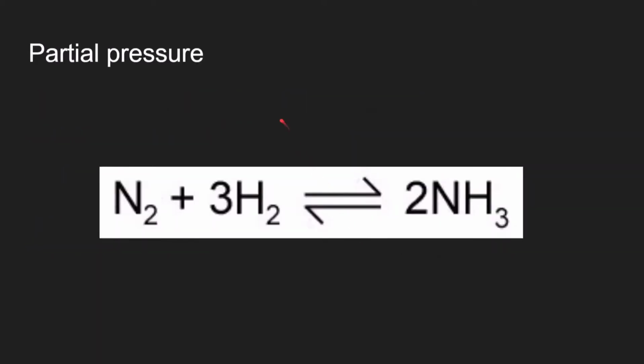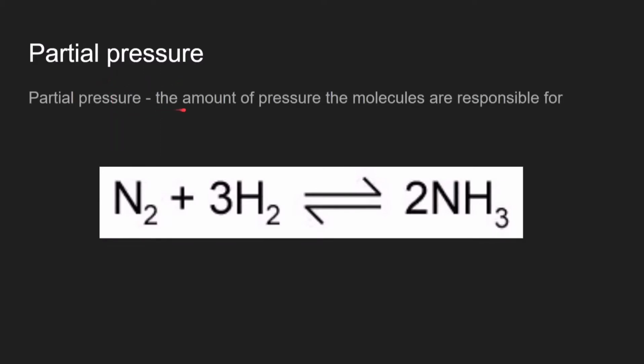So now let's have a look at what partial pressure is. Partial pressure is the amount of pressure the molecules are responsible for. So if you have a look here at the Haber process, the partial pressure of nitrogen is the amount of pressure that these nitrogen molecules create out of the overall pressure. So this entire reaction will have an overall pressure, but the partial pressure of nitrogen is the amount of pressure that it's responsible for in that overall pressure.